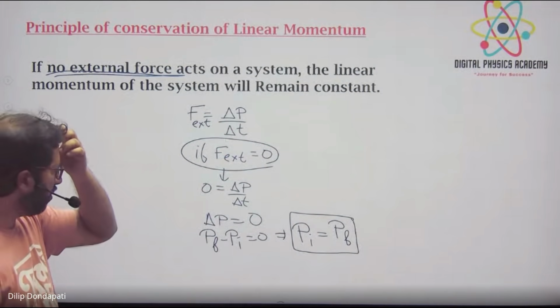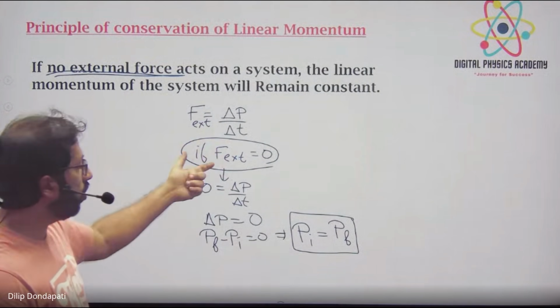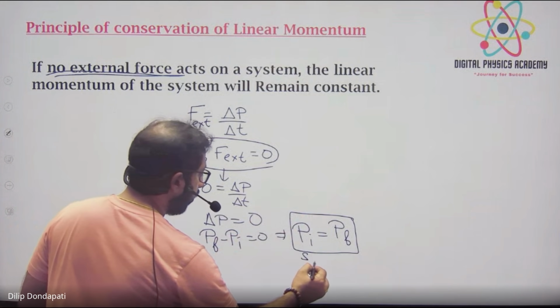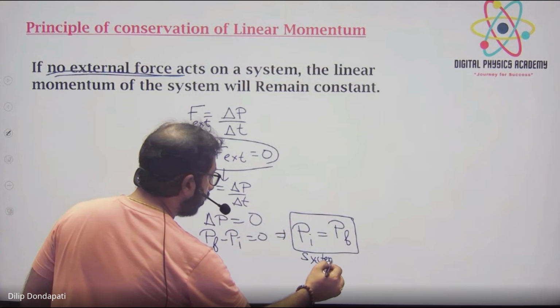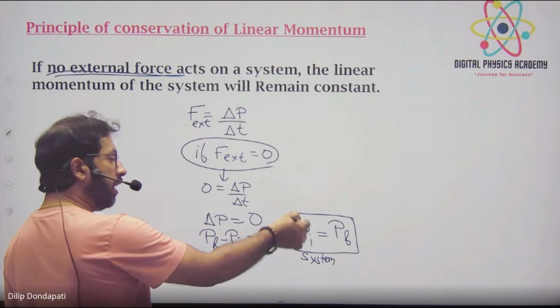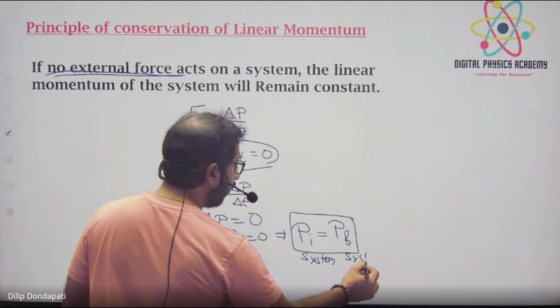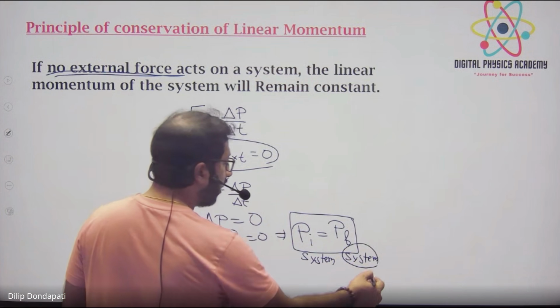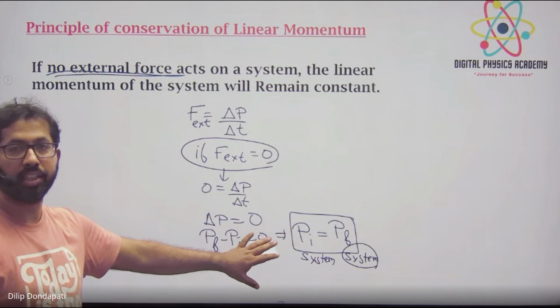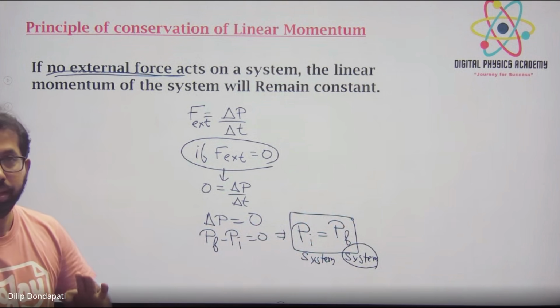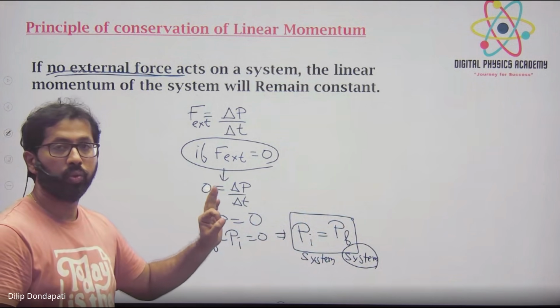Very important point. If external force is 0, then initial momentum is equal to final momentum, and we are applying it for a system. For a system, meaning 2 or more bodies, you have to add the initial momentum of all of them. This you also have to apply for a system only. If 2 or 3 particles are there, add all their initial momenta. That is equal to the final momentum, which we also should add, only when external force is 0.